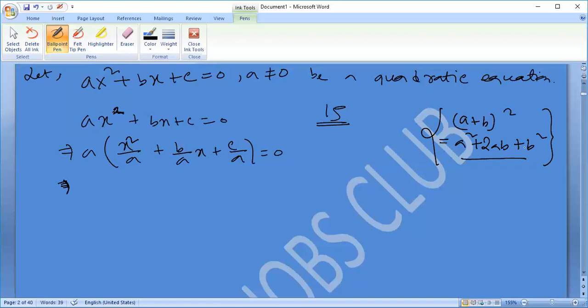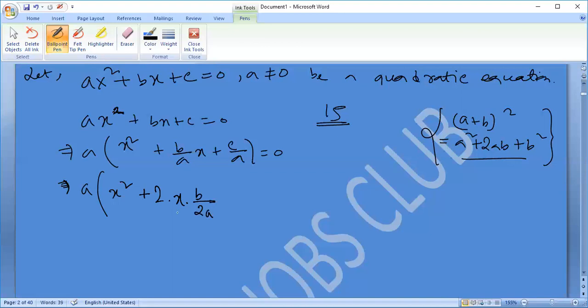So how can you break this term? Now see. Suppose this is your a. If you take a common, it will be x square, then b by a, then c by a. Now x square means a square. For the formula we need two, so I put two here. Then we need a, so a is x. Then we need b, the second term. Here b by a is there, so we can write b by twice a.